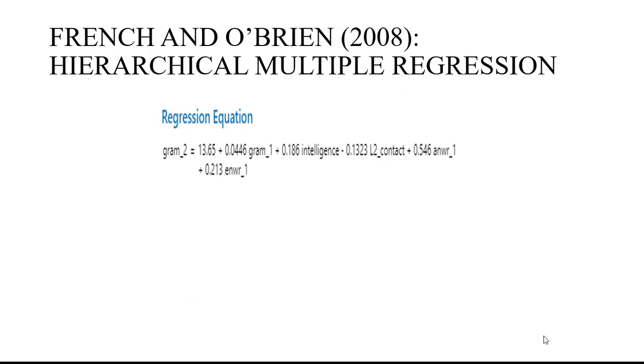When we run the hierarchical multiple regression, we're going to get a regression equation. And in this regression equation, you can see what each of the variables is adding to the value of my grammar 2.